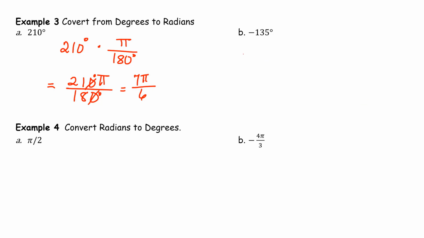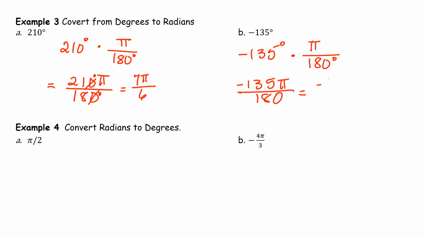Okay, so you would start with negative 135 degrees, and you would multiply that by pi radians over 180 degrees. So that's negative 135 pi over 180, and since 45 goes into 135 three times, that's negative 3 pi over 4. And that's how you would leave it. You do not need to write radians next to it. That's just the way we write radians. So negative 3 pi over 4 radians.